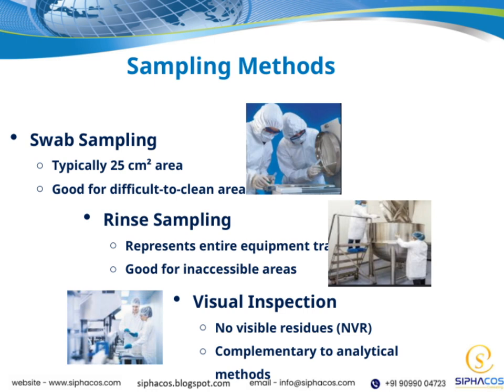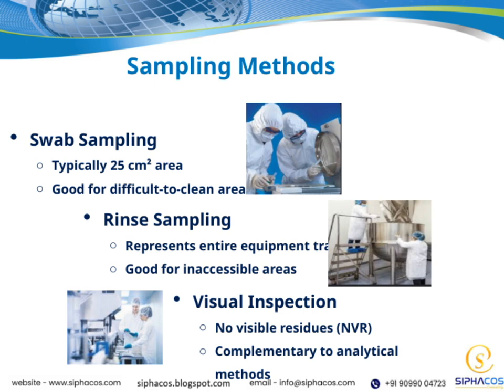Moving on to rinse sampling, this technique allows us to sample the entire equipment train by rinsing it thoroughly. It's particularly useful because it captures residues from all parts of the system, including areas that might be hard to access visually. This makes it a valuable method for ensuring the cleanliness of the whole process line.